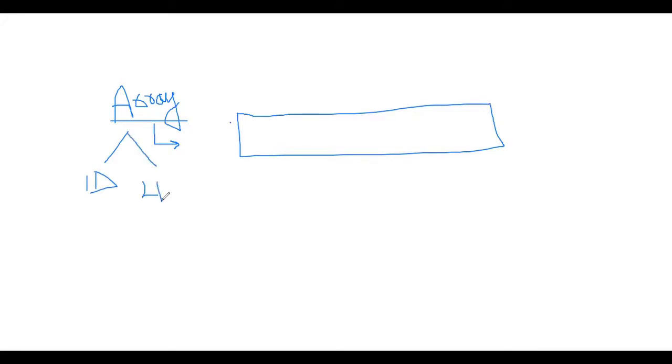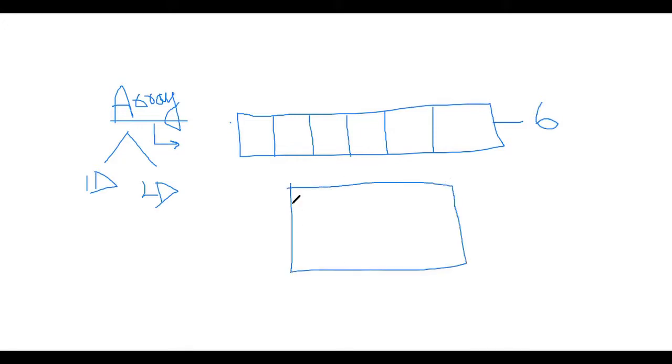A one-dimensional array is like this, where we have a box and we have different rows for it. For example, here we can say that this is a one-dimensional array of size 1, 2, 3, 4, 5, 6. So it's an array of size 6. A 2D array is in the format of a matrix, where we have rows and columns.